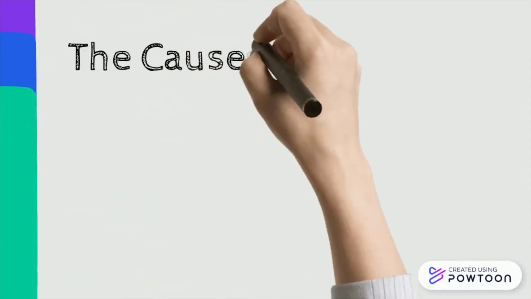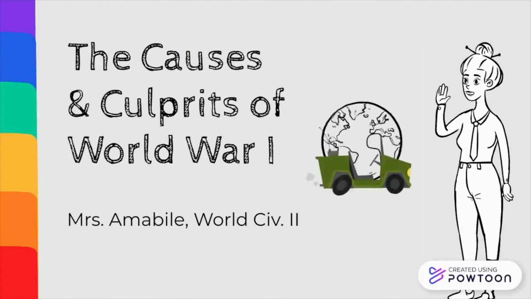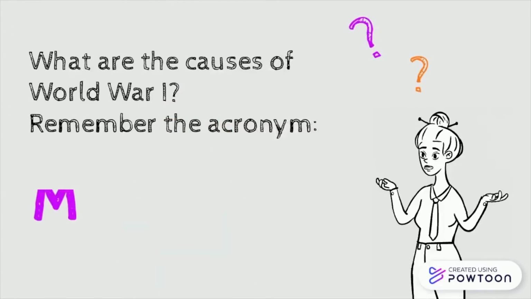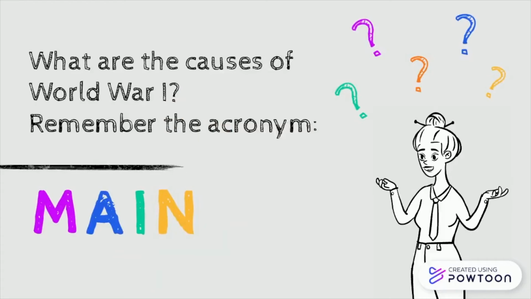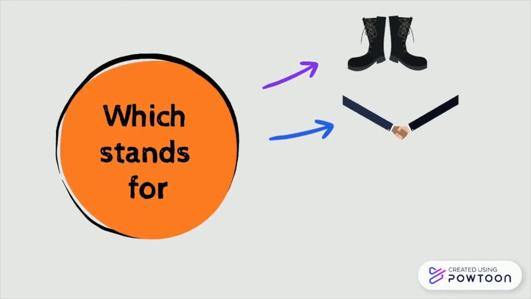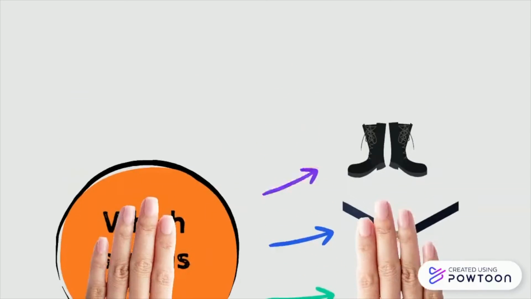Okay, class, let us review what we have covered and demonstrated on the causes and culprits of the First World War. When recalling the causes of World War I, remember the acronym MAIN. This stands for militarism, alliances, imperialism, and nationalism, all which greatly contributed to the outbreak of war in 1914.